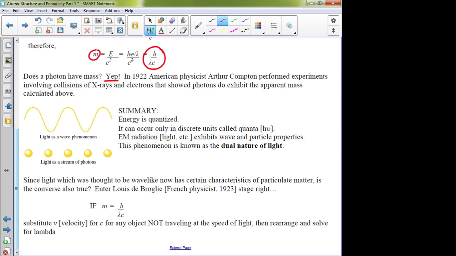So, what did we learn from this? We learned that energy is quantized, which just means we can put a number on it. It can only occur in quanta, in the h times the frequency, and that light behaves as a wave and a particle. So we call this the dual nature of light.